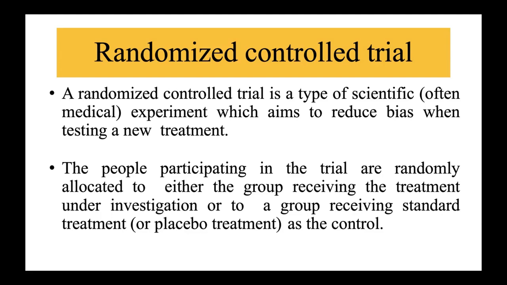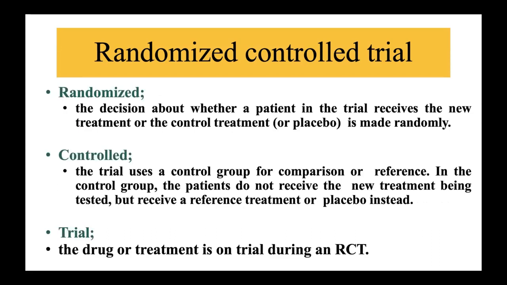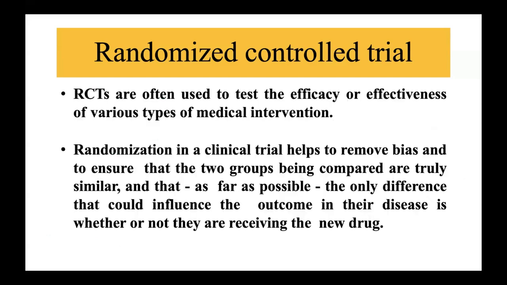There are three important things. What are the three important things required for randomization? In a randomized controlled trial, there are two things: randomization and control. Randomization, when some people are receiving something, a treatment, and control, who are not receiving any treatment. In the trial, the drugs or the treatment are on trial during this research study.